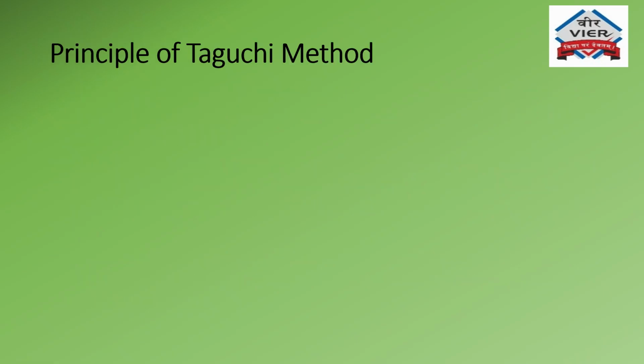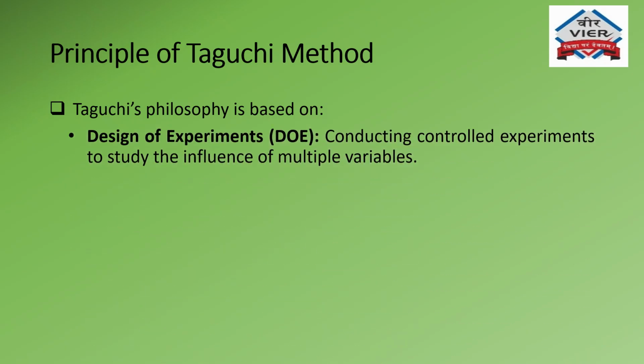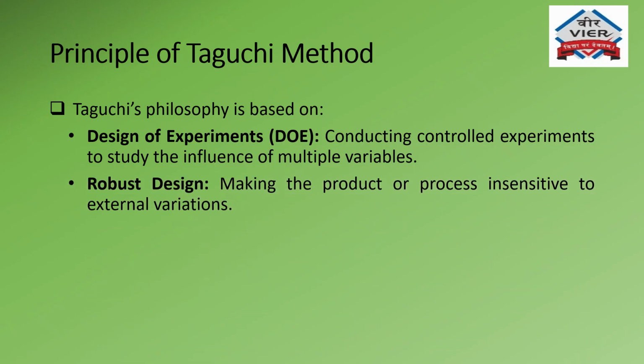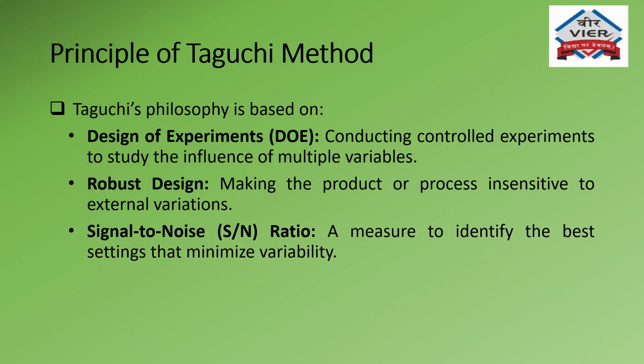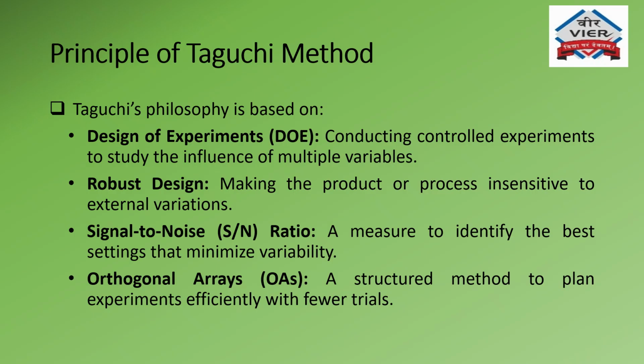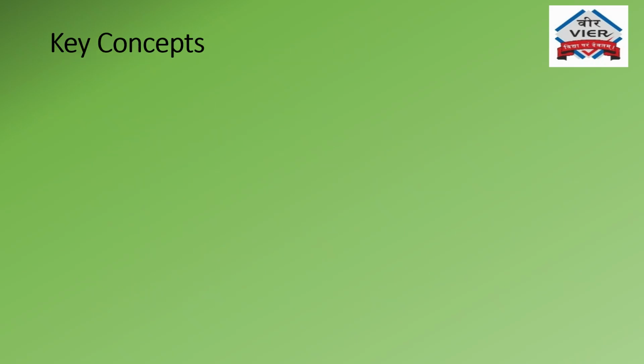So let's see the principles of the Taguchi method. Taguchi philosophy is based on, first, design of experiment, meaning conducting controlled experiments to study the influence of multiple variables. Second, robust design, as I just discussed, making the product or process insensitive to external variations. Third is signal to noise ratio. It is a measure to identify the best settings that minimize variability. Then orthogonal arrays, a structured method to plan experiments effectively and efficiently with fewer trials.